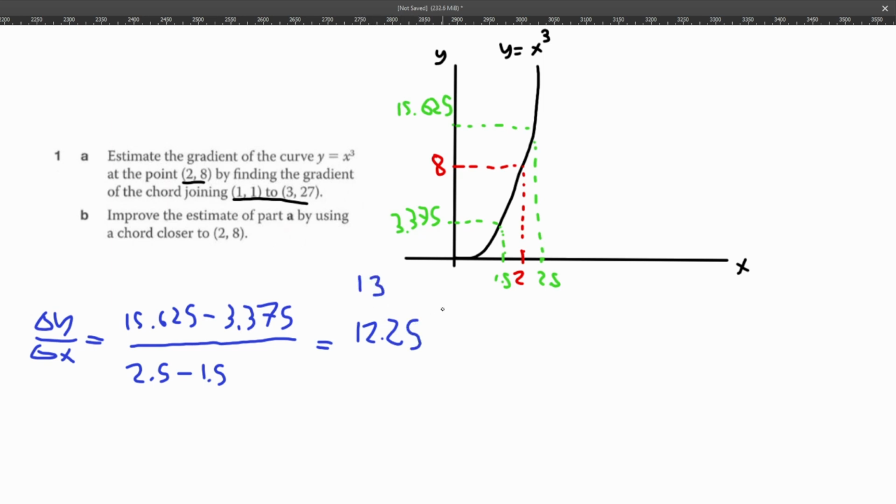And this value right here is closer to the actual rate of change at this point. And how do we calculate the actual rate of change? Well, we're going to go on to that later on. But here, the real value of the rate of change would be 3 times 2 squared, which is 12. And as you can see, this approximation is a better estimate than 13.